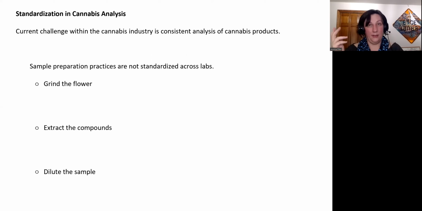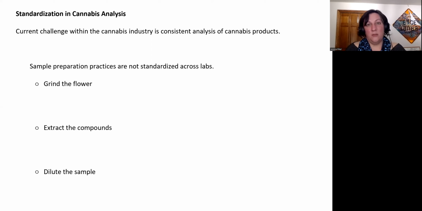So, like testing for cannabinoids, you can use high performance liquid chromatography, or you could use gas chromatography. You can also use UV-Vis spectroscopy and nuclear magnetic resonance. There's a lot of esoteric ways to do it, and they will produce slightly different results. But I think where the greatest variation is really seen is in sample preparation.